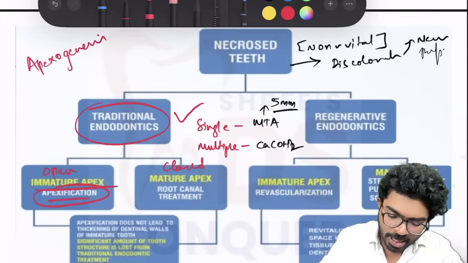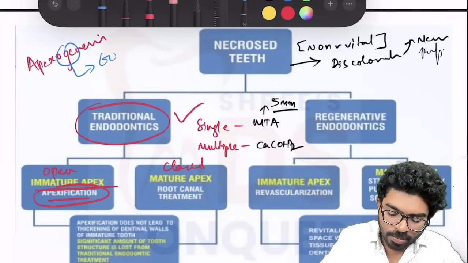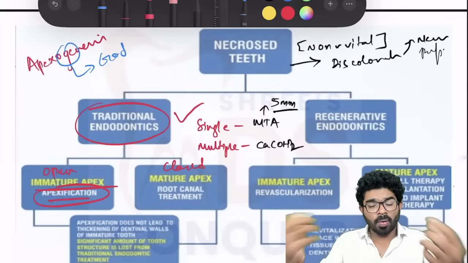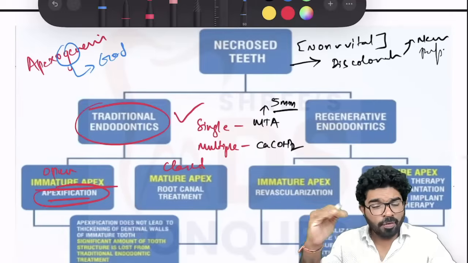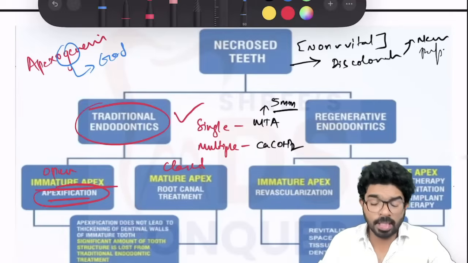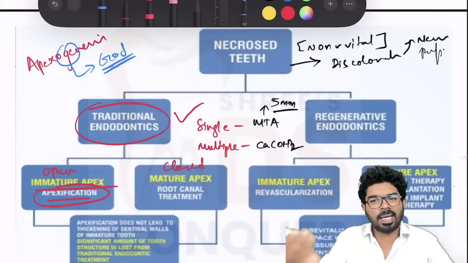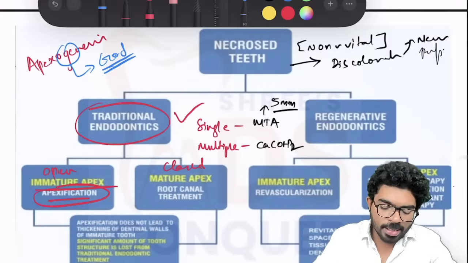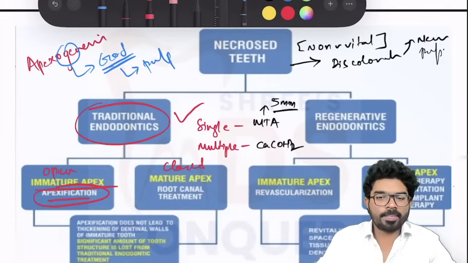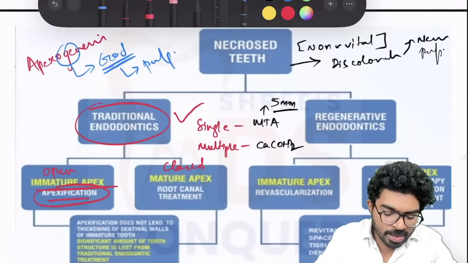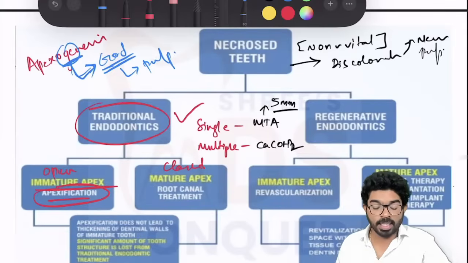Genesis, you can remember Genesis, G for God. Who is going to close the apex in the natural way? That is called apexogenesis. In apexogenesis, who is going to close the root apex naturally? God, and God is nothing but the pulp. So apexogenesis is the natural way of closing the apex.